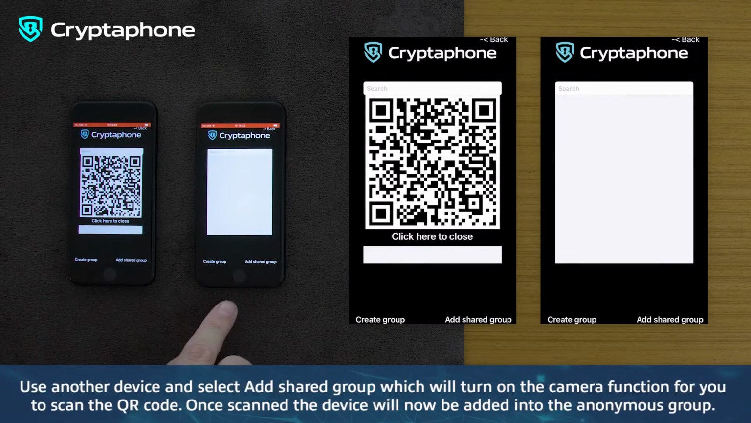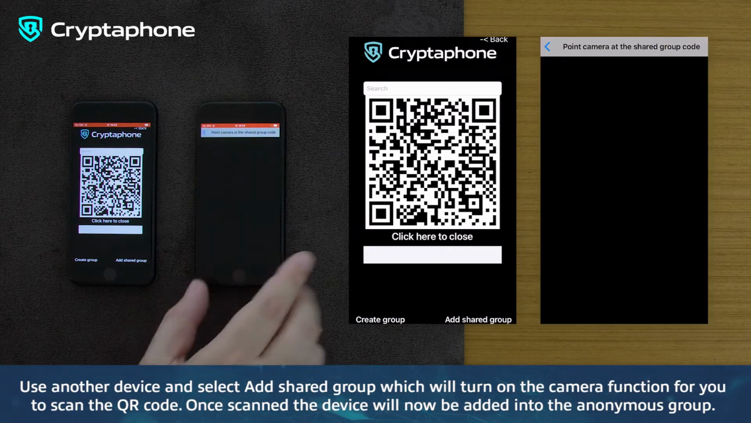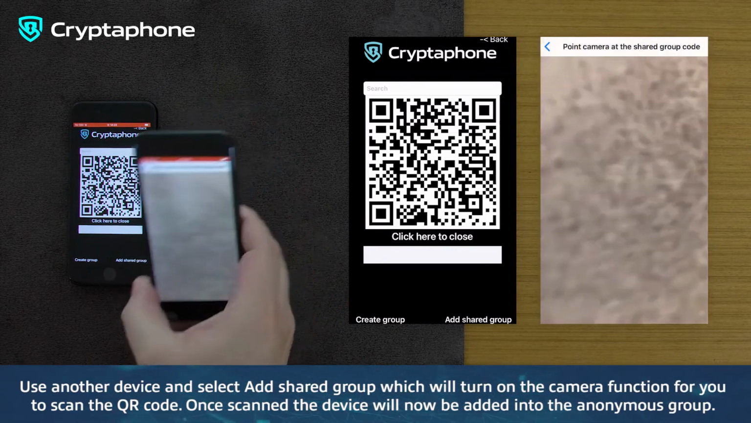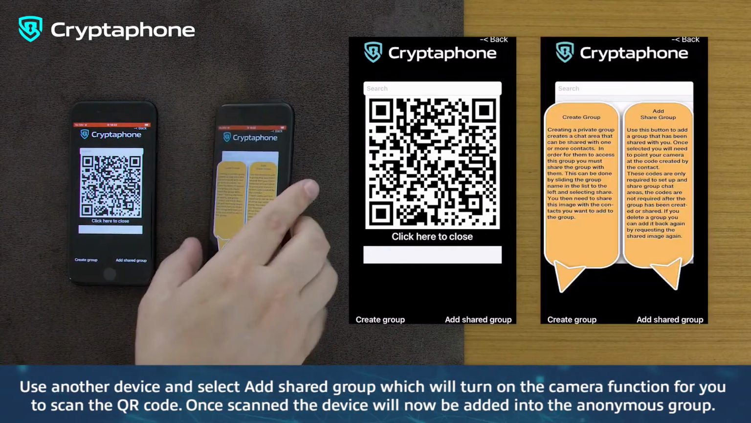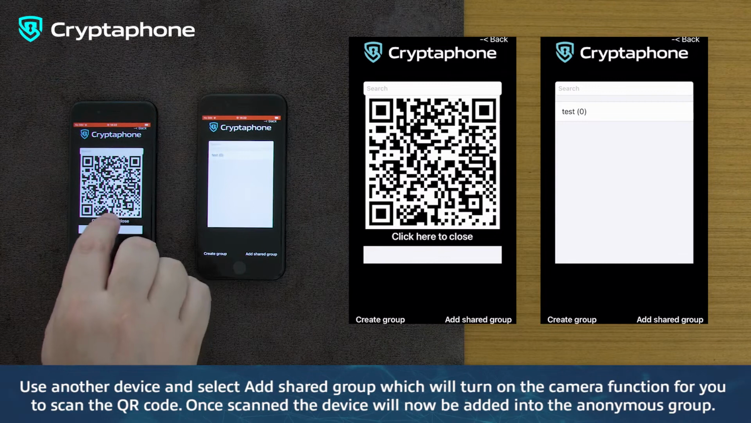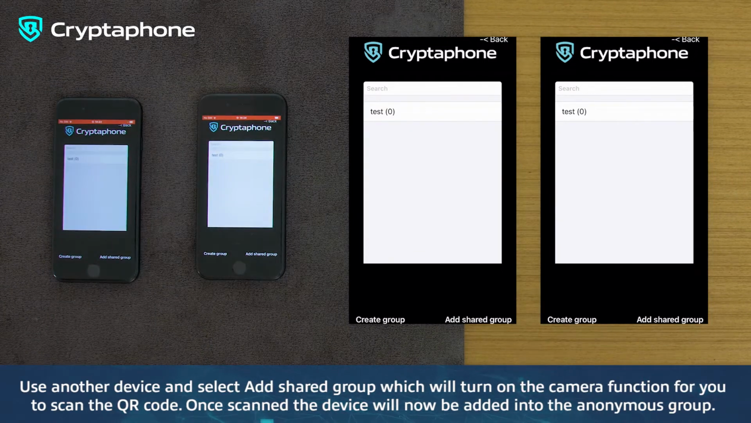So what we're going to do is we're going to use this phone now and add a shared group. That will switch on the camera. We point the camera at the QR code, and you'll see here now that that has added that anonymous group in here. Okay, so we've both now got an anonymous group that we can communicate through.